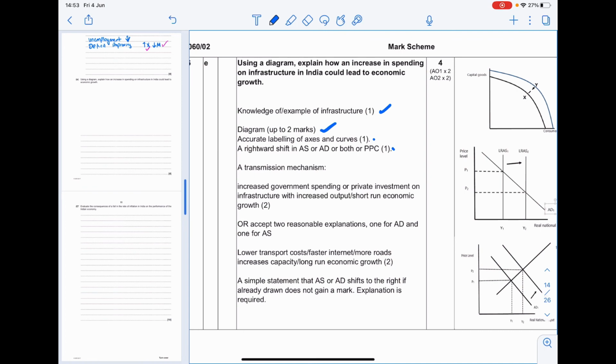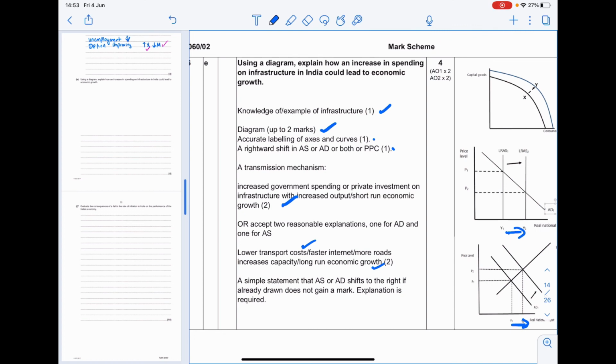So increased government spending or investment on infrastructure is the reason why the curve shifts. And then if you've got an increase in your output, so Y1 to Y2 in both these cases, an increase in output is economic growth. So output increases, that means you've got economic growth, because economic growth is your percentage change in GDP. So that would be a good explanation. You could say lower transport costs, or faster internet or more roads is going to increase long run growth. So that's going to be the reason why you would shift your aggregate supply curve to the right.